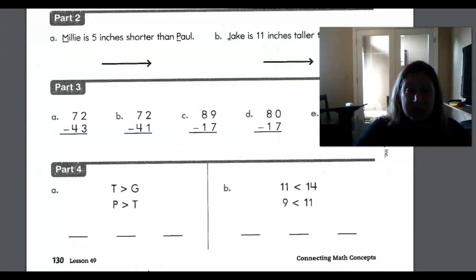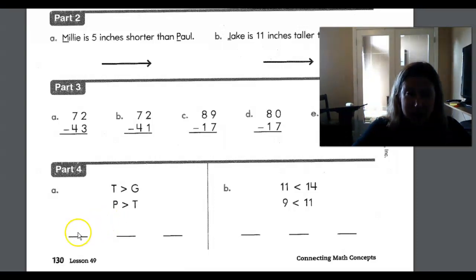So boys and girls, find part 4 in your lesson 49. And if you touch A and you look at your available options here, see if you could pick out which one both of the statements have in common. What do they both have in common? The T. And so T becomes your middle number that you write here.